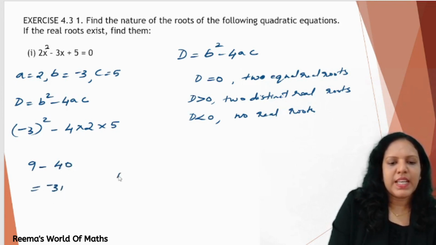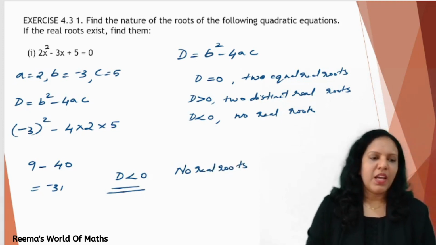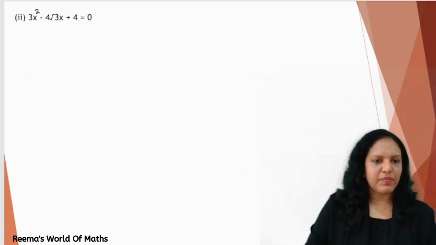So here D is less than 0. In this case there are no real roots. So this equation doesn't have any real roots. Let's see the next question.